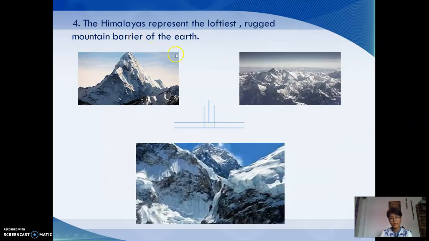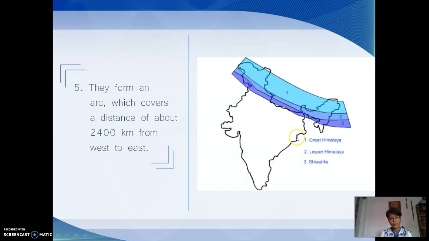Fourth, the Himalayas represent the loftiest rugged mountain barrier of the earth. As you have seen here in some pictures of the Himalayas, you see the height. Because of its height, we can say it is loftiest, and rugged in nature. You see both the pictures. Rugged nature means that there are ups and downs. It is not even or uniform in shape.